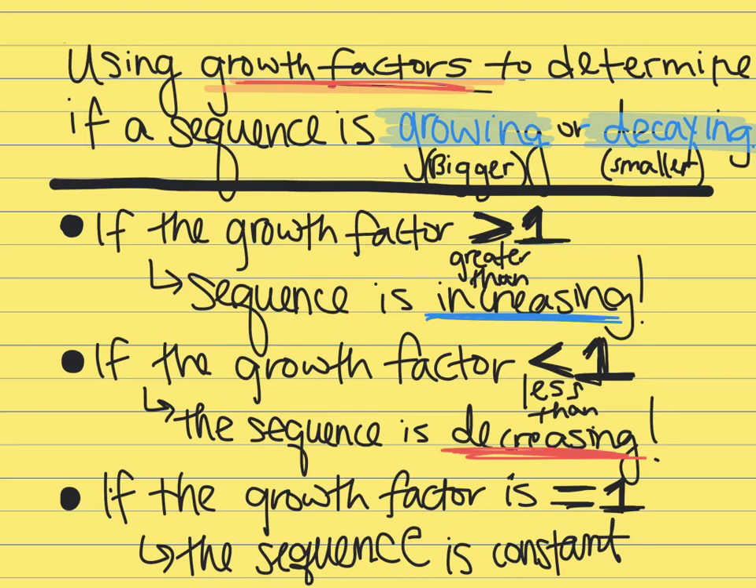So it's important to know if you're told that the growth factor is greater than 1, and we'll go over some examples, then you know the sequence is increasing. If the growth factor is less than 1, then the sequence is decreasing. And if the growth factor is told to equal 1, then you know that the sequence is remaining constant. So these are 3 pieces of notes over here that you'll want to write down, or just remember: if the growth factor is greater than 1, it's going up because it's greater than 1. If it's less than 1, then it's going down.